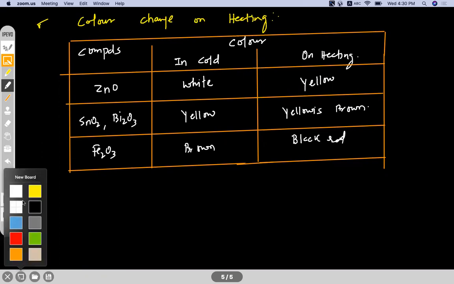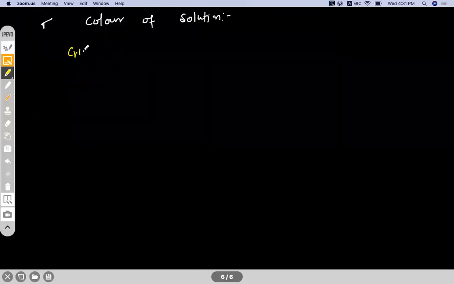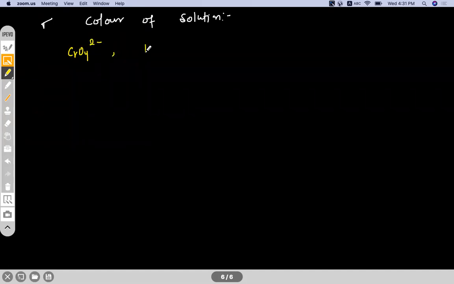Okay. There are a few ions and their color of the solution. Heading, write down, color of the solution. Like if we talk about CrO4 2-, we have Fe3+, Fe(CN)6 4-, all these ions in solution, it is yellow in color.